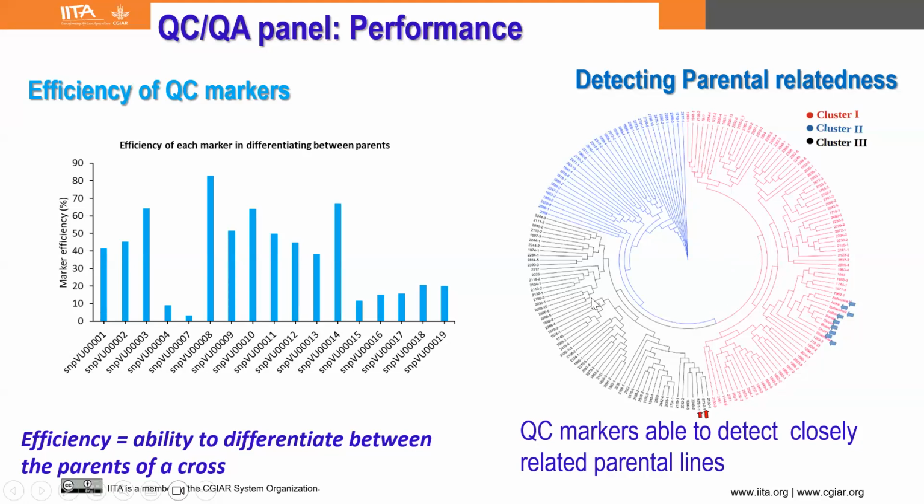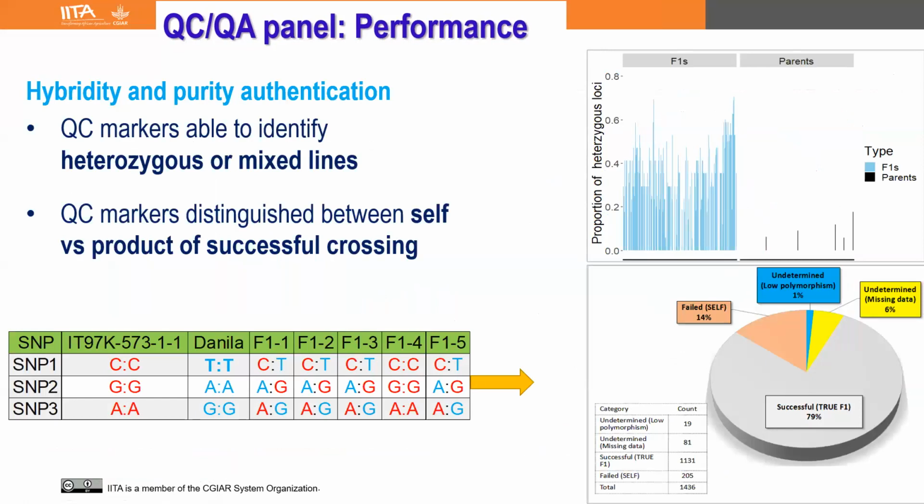And then these were the rest of the breeding lines that were recycled for hybridization. And so we found that the QC panel was working pretty well. Further, we checked if the QC markers could also be useful in detecting the impurities that are in some of the lines.